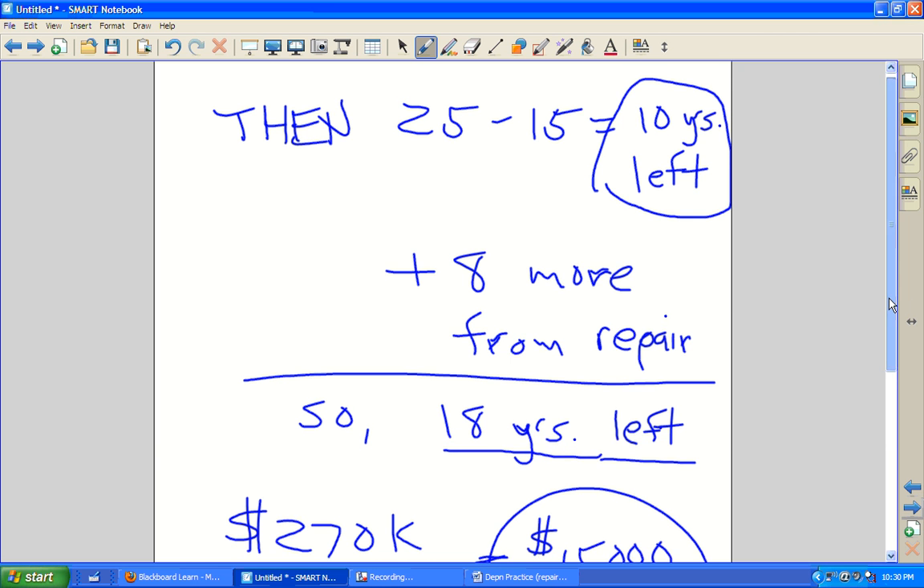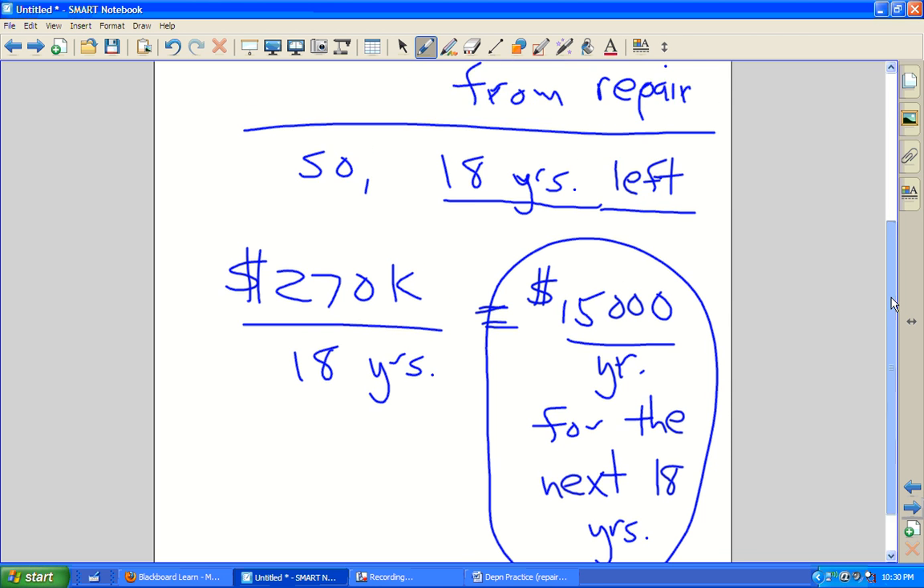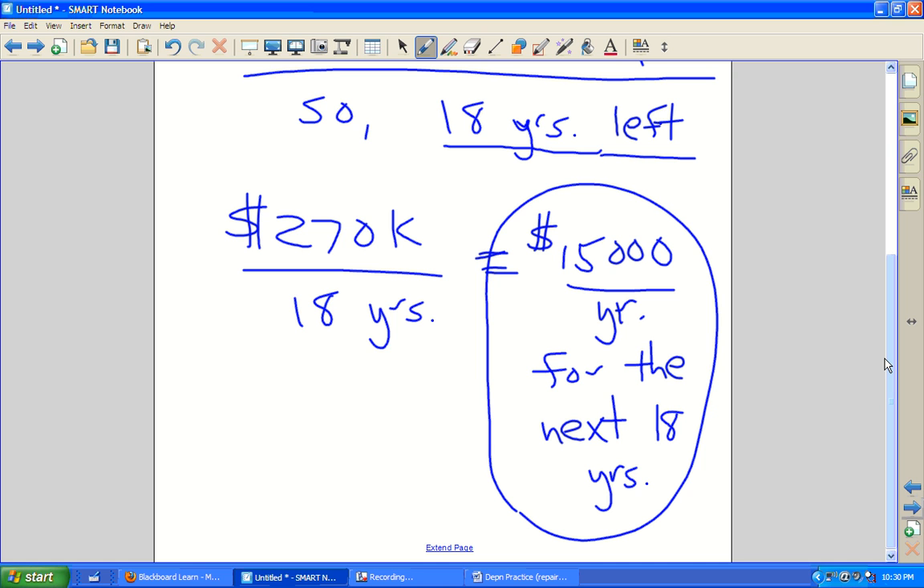So all I have to do now at the end is go 270,000, that's the book value. Remember, it was 220 plus 50 for the repairs makes 270. Now I divide by the 18 years that remain, right? We had 10 years without the repair. The repair added 8 more years, so it's 18 years. Do the math, you get 270 divided by 18. It's 15,000 per year for the next 18 years. Now, we have to figure this out because that should work. Okay? Hope that works for us.